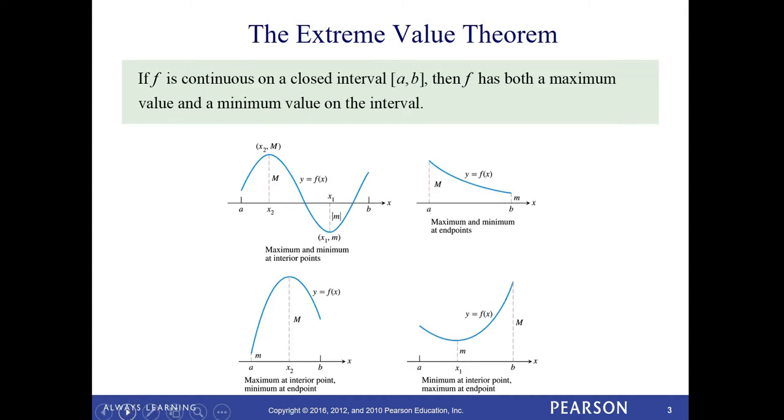So here are some examples. If f is continuous on a closed interval, then f has both a maximum value and a minimum on that interval. Here's a case where they are at interior points, your maximum and your minimum. A case where they're at the endpoints, max and min. This one has a maximum at an interior point, but the minimum is at an endpoint. And this one has a minimum at the interior and a maximum at an endpoint. So any combination is possible for minimums and maximums as long as f is continuous.